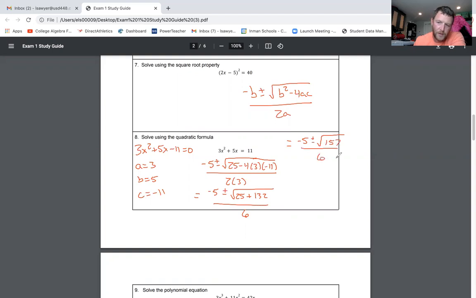And you can look for possible values to break down 157, but there is none. You should try to simplify that if you can, but if you can't, leave it like that, and you're done. Pretty sure that one is a multiple choice question, so if you get to that point, you should be able to see an answer with that on there.